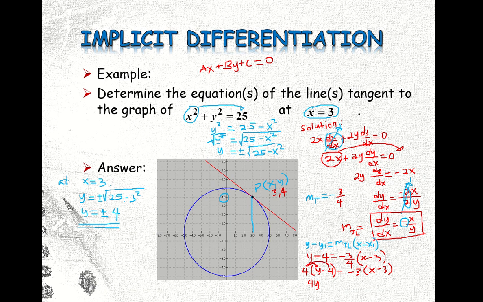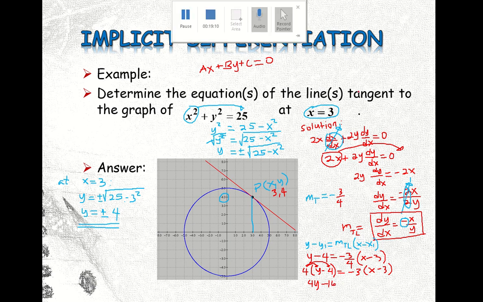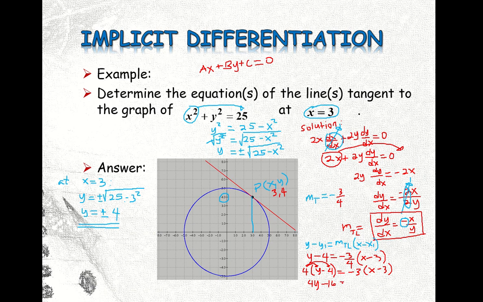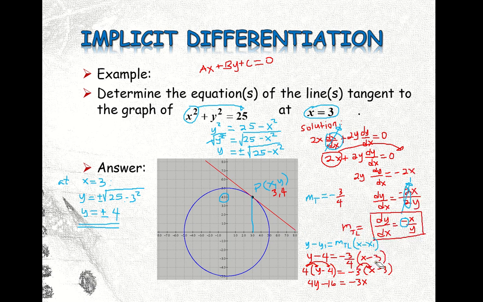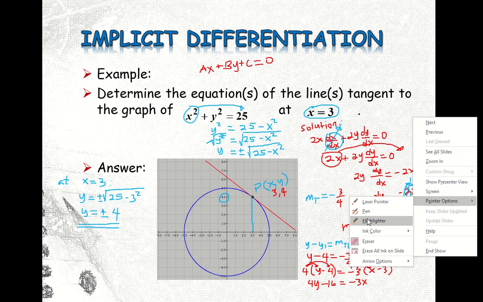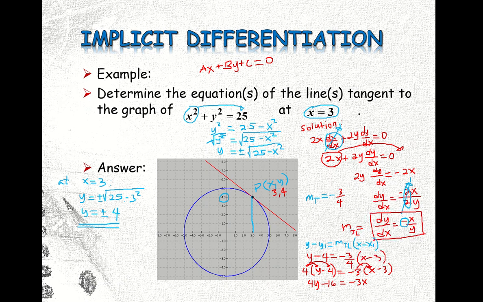Also this one here, so minus 16 equal to, so this one also distribute and multiply, so that is minus 3x. And this one, negative 3 times negative 3, becomes positive 9.